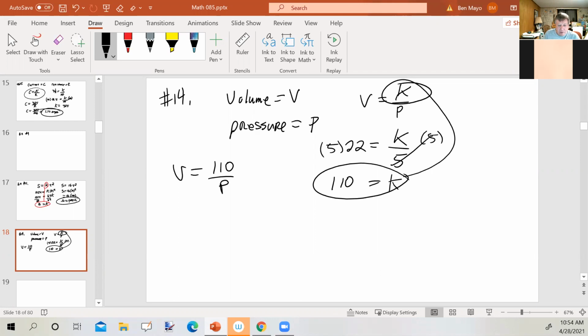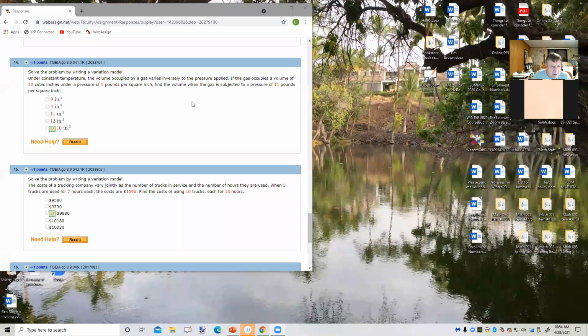Yes. Going back to the WebAssign problem, it says, find the volume when a gas is subject to the pressure of 11 pounds per square inch. So now we're going to have V equals 110 divided by 11, which is 10. So the volume is 10 cubic inches.